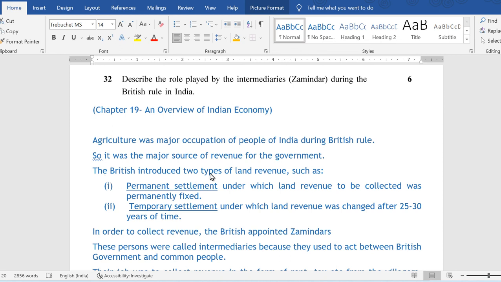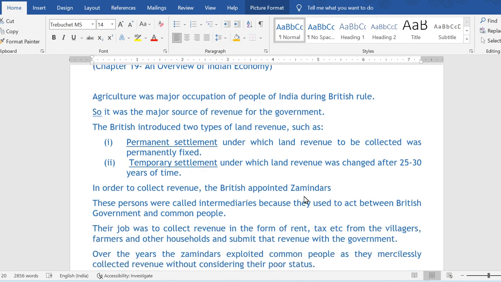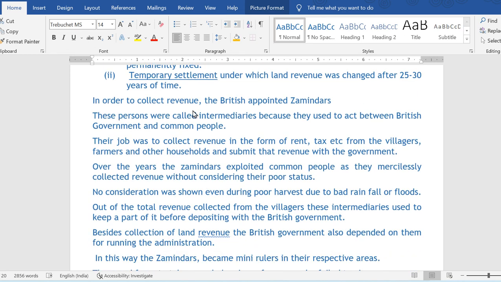The British introduced two types of land revenues. The first was permanent settlement. Under this, land revenue was permanently fixed. The other was temporary settlement, and under this, the land revenue was to be changed after 25 to 30 years. In order to collect revenue, the British appointed zamindars. These people were called intermediaries because they used to act between the British government and the common people.